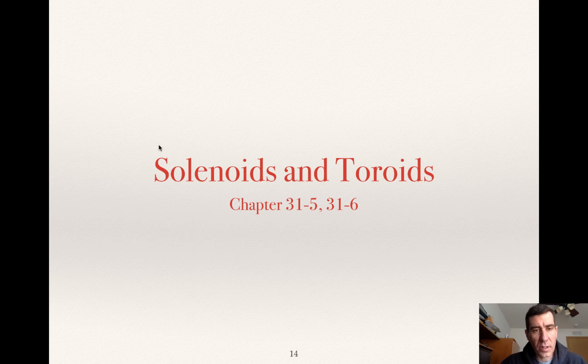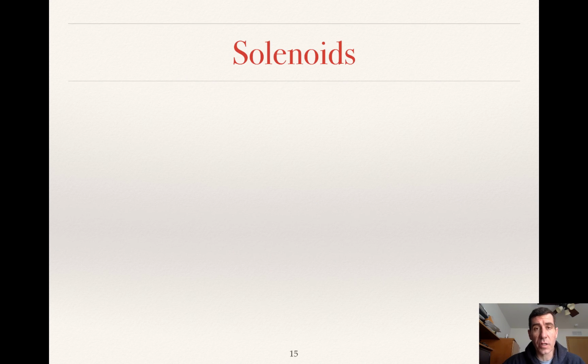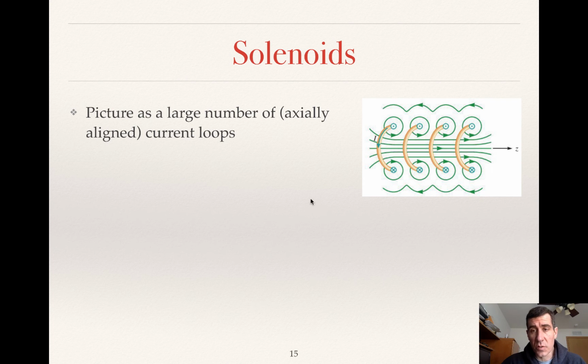So in this video, we're going to look at the magnetic field from solenoids and toroids, which is in chapter 31-5 and 31-6 of the textbook. All right, so first off, solenoids. Well, a solenoid is really just a whole bunch of current loops all wrapped around together. So that's what you want to think of, a large number of axially aligned current loops.